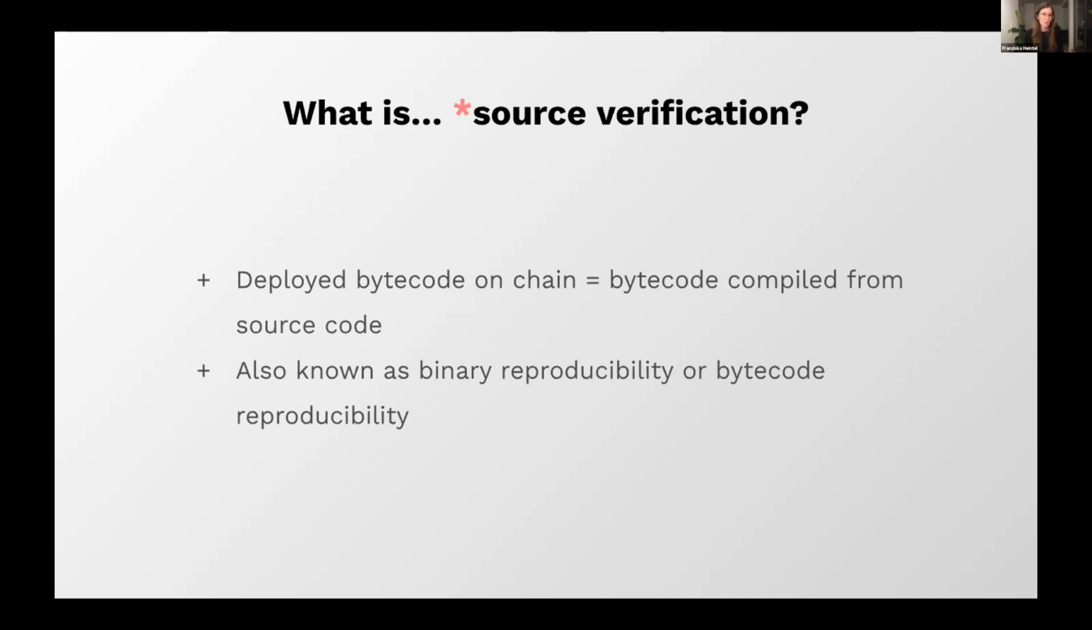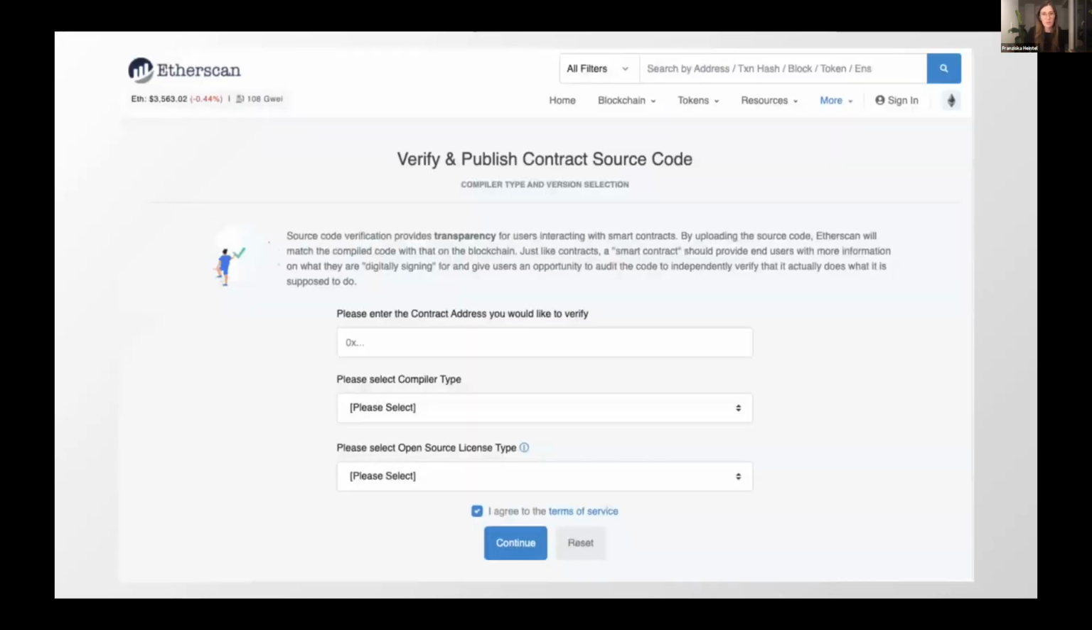So let's say a project is open source and it claims that its source code can be found at location X. And then there is some bytecode that's deployed on chain. By recompiling the open source code and verifying that it matches the deployed bytecode on chain, we have verified the source. And that's the process of source verification. You might know this, for example, through Etherscan, a very popular block explorer, where you can do this verification process.